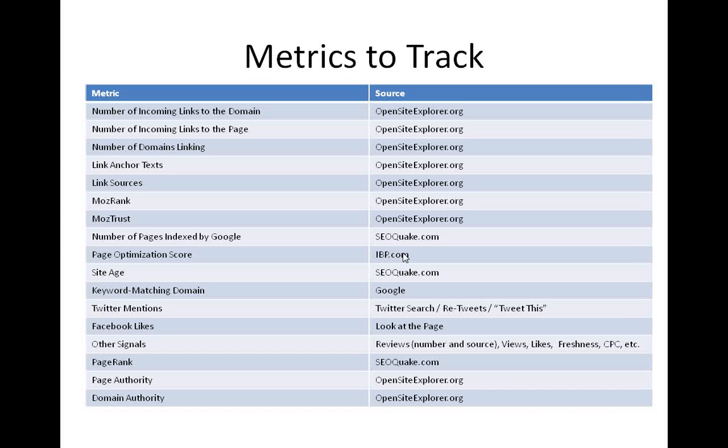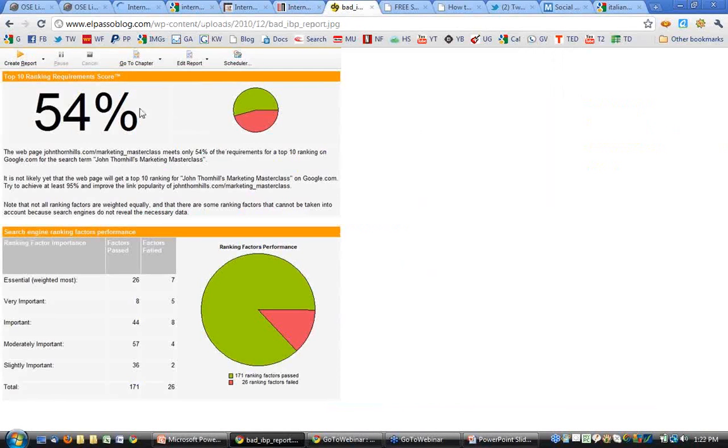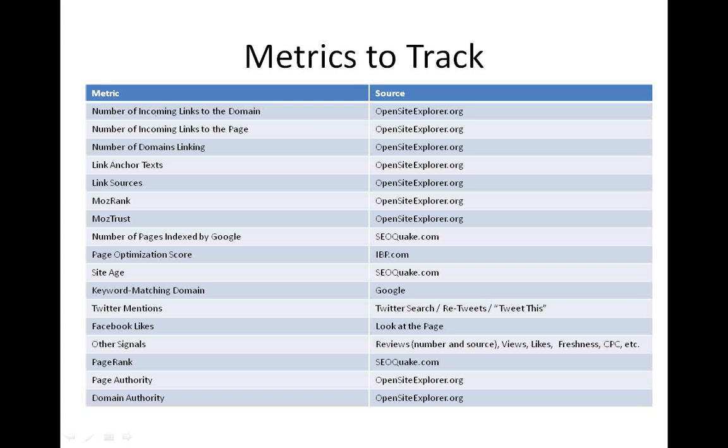And the good thing about IBP is that it compares your, well, actually, let me show you a report from IBP. So I analyzed a page on a site, and I got a 54% score. Okay, that means I still have a lot of stuff to optimize on this page. So basically what IBP does is they compare your website with the top 10 ranking websites for a given keyword, and they give you a lot of tips on how you can optimize your pages.